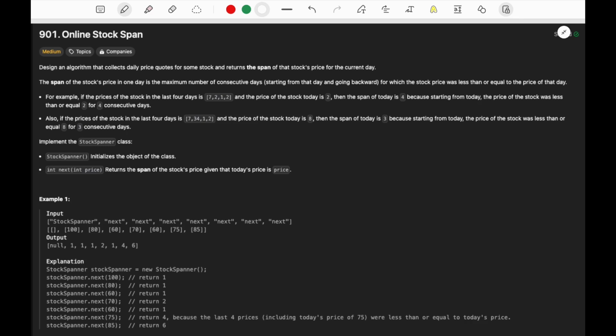Hi everyone. So today we will solve this problem, online stock span. In this problem, we have to return the stock span for a particular stock price on a particular day. So let's see what the span is.